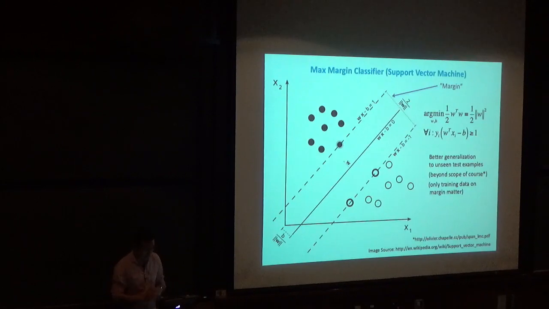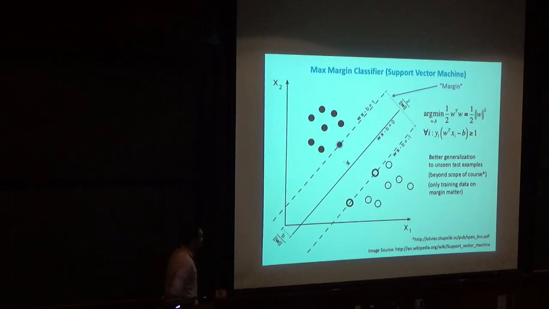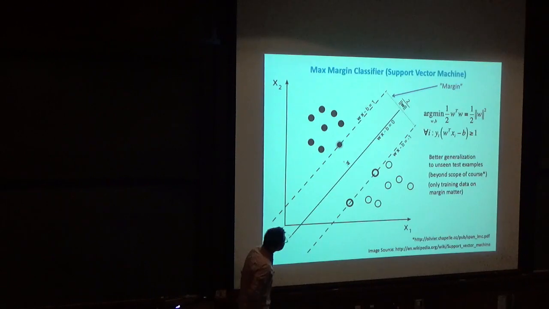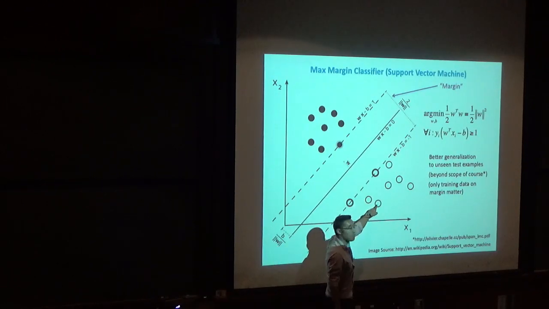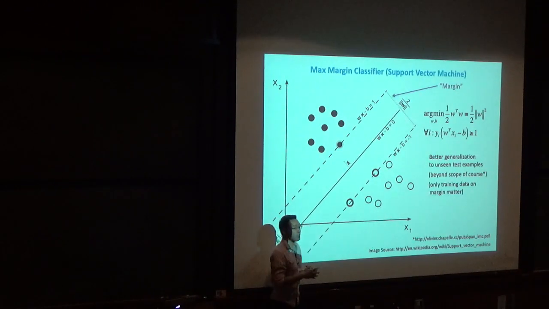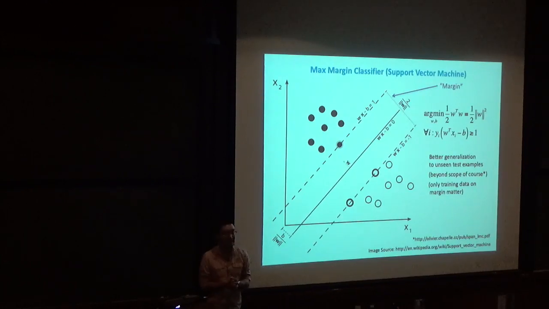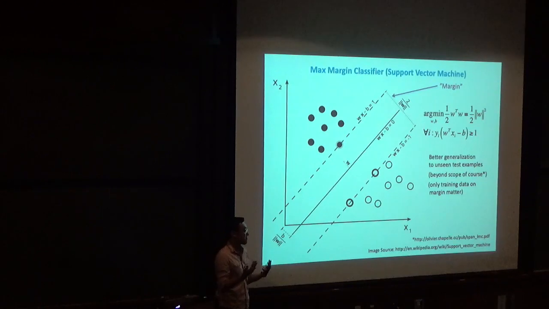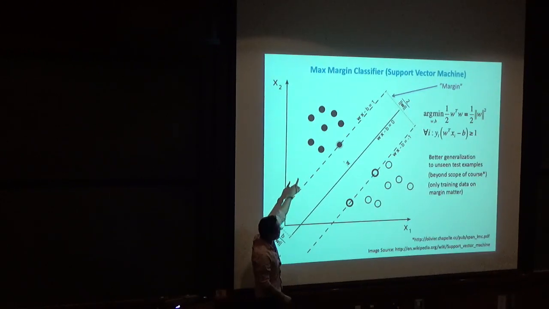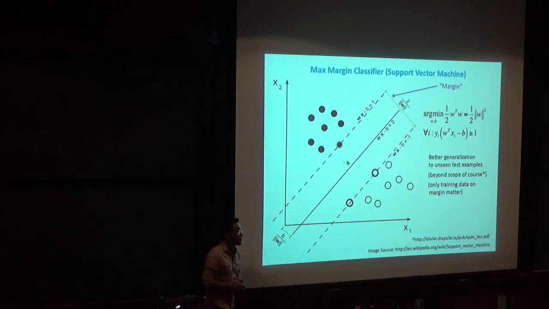Okay, so there's a few things that are interesting about this learning objective and the subsequent solutions. So here's one. Suppose I remove this data point. What changes in the solution? Nothing. If I remove that data point, again, nothing changes in the solution.